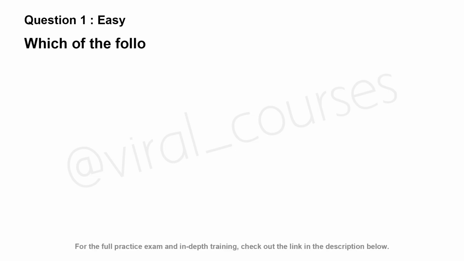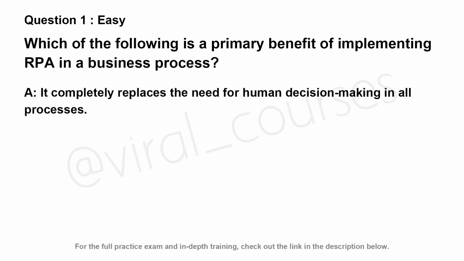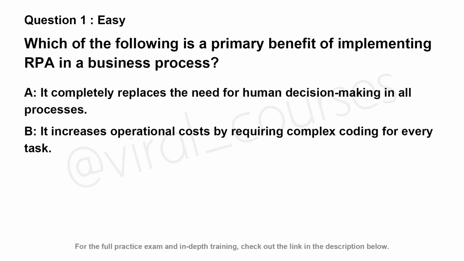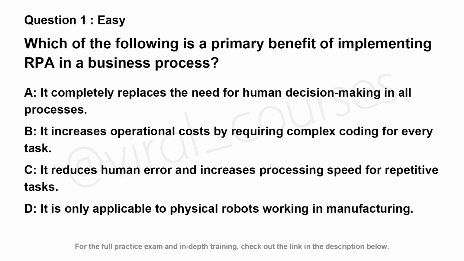Which of the following is a primary benefit of implementing RPA in a business process? Option A. It completely replaces the need for human decision-making in all processes. Option B. It increases operational costs by requiring complex coding for every task. Option C. It reduces human error and increases processing speed for repetitive tasks. Option D. It is only applicable to physical robots working in manufacturing.